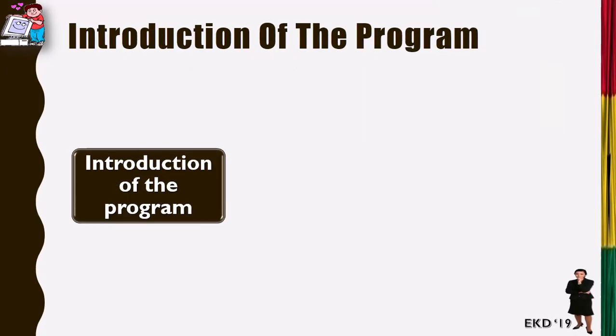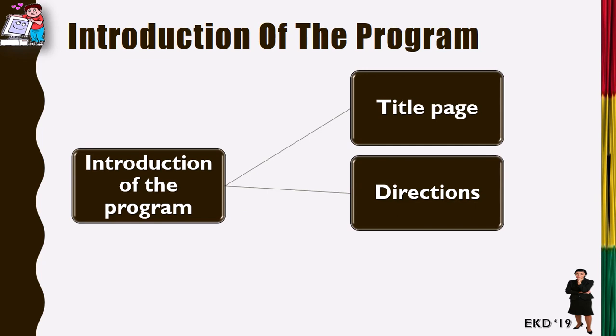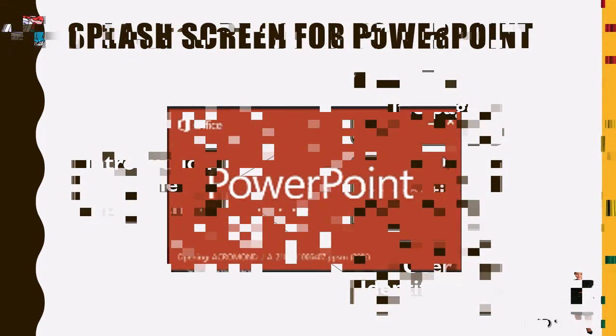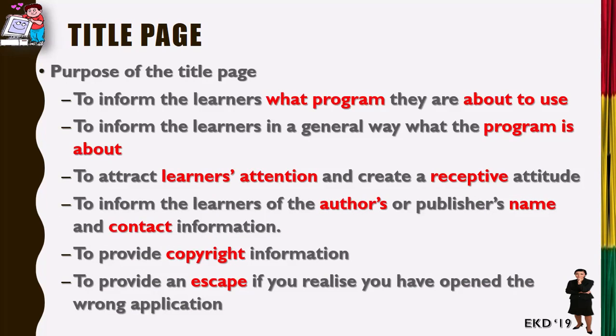Now the introductory part of a courseware has three parts. You have the title page, you have directions, and then we have user identification. When you talk about the title page, there's a splash screen. I'll talk about that. The title page is the part of the program that informs the learner about what he or she is going to use.